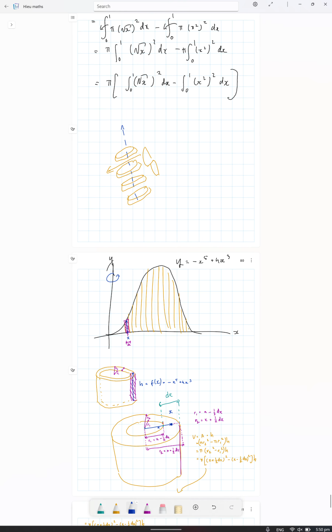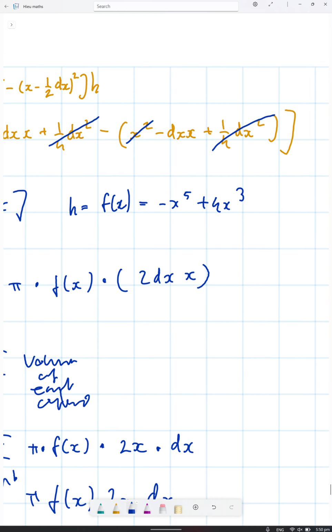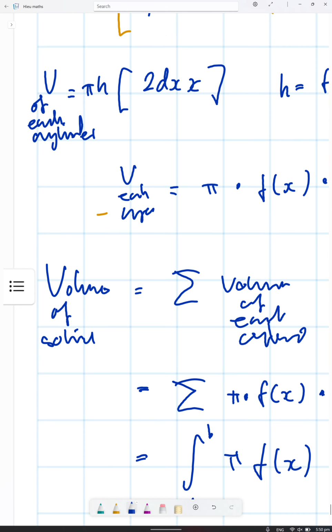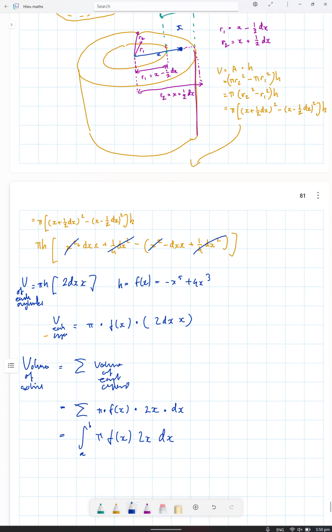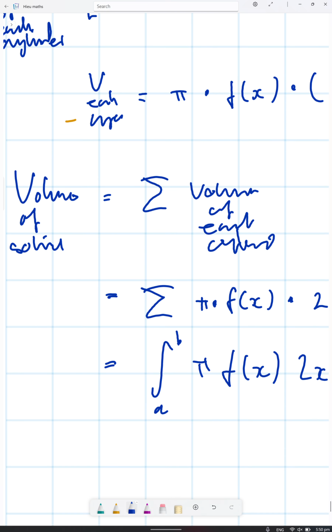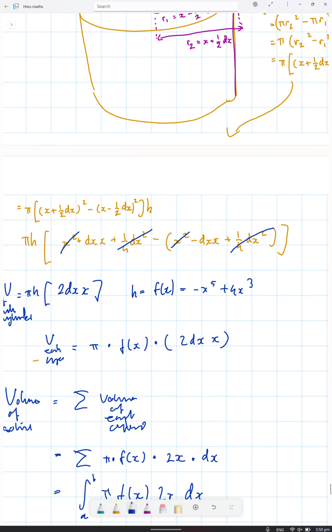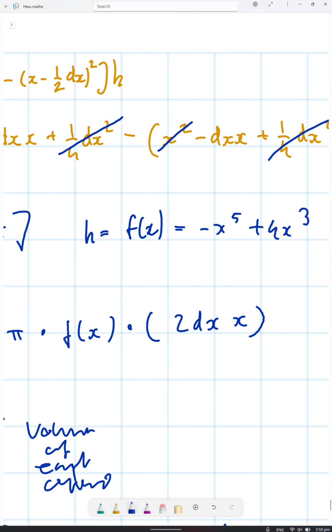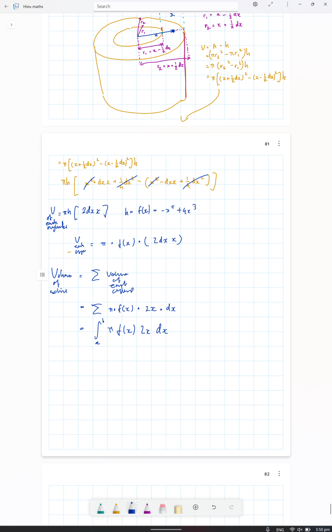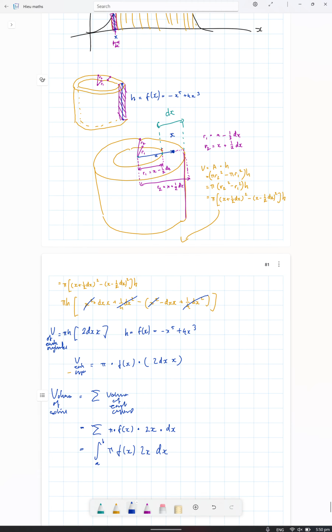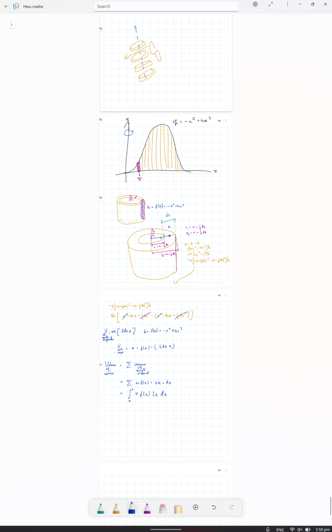All right, let me just check if there's anything else. So the volume of the solid is the sum of the volume of each cylinder. That's so important because that's where we transfer the summation sign into the integral sign. And then we just need the volume of each cylinder, which we found here: pi f(x) 2x dx. So that's all you have to do. You put it together, put f(x) in there, and integrate it, and you find the whole volume of the shape when it's rotated.